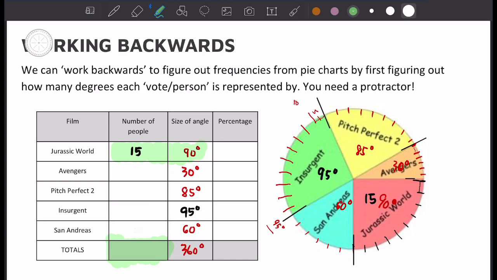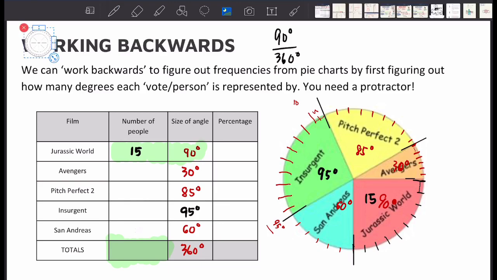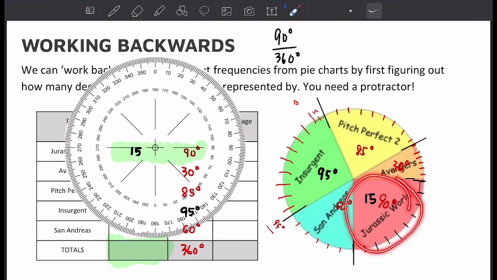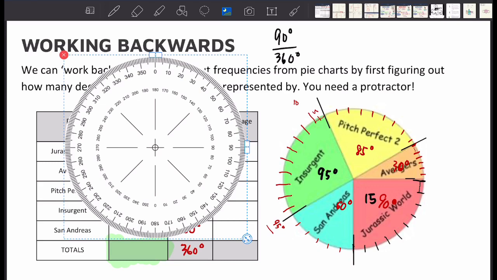So 90 degrees, we need to find out what percent of the circle 90 degrees is. And we do that by dividing 90 degrees by 360. Why 360? Because a full circle has 360 degrees. And 90 degrees, as you see over here, is just part of the whole circle. 90 degrees is part of the whole circle.